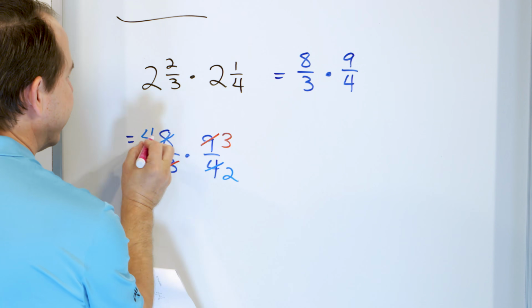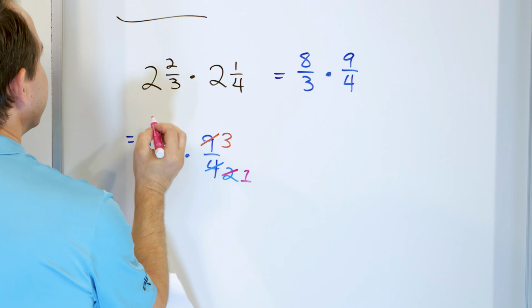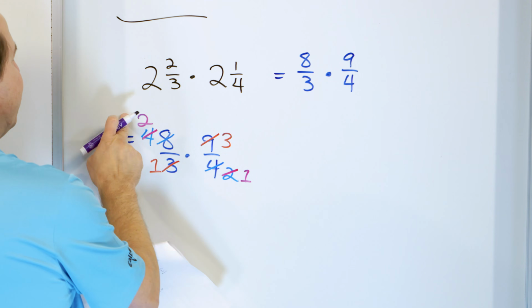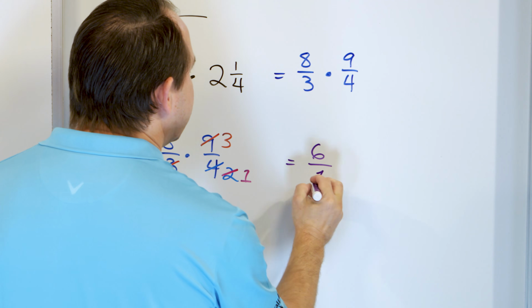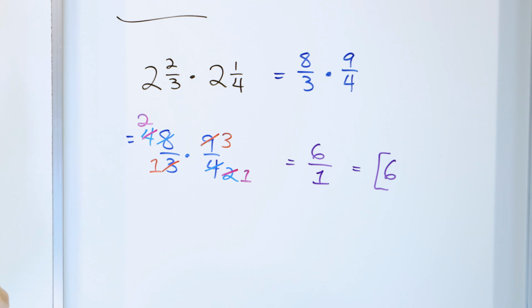But that's okay. We see the 4 and the 2. We can divide them by 2 again. 2 divided by 2 is 1. 4 divided by 2 is 2. And we get to exactly the same place. 2 times 3 is 6, and 1 times 1 is 1. And 6 divided by 1 is just 6. So the answer is just 6 there.